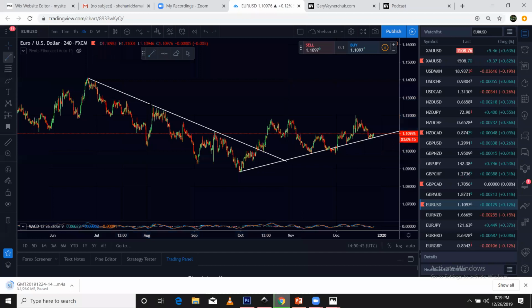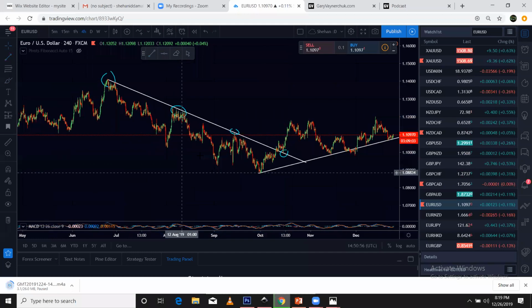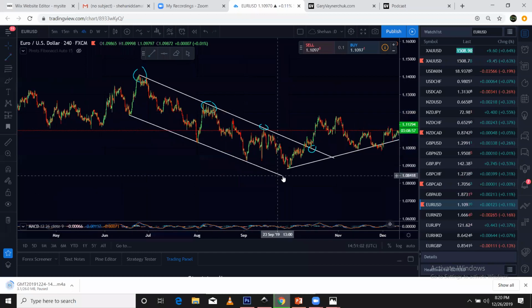Market got rejected, market got rejected, market got rejected, right? Here also the market broke it, retested back on the same trend line and reversed back up. That's how we draw a trend line. See, in this one, I can draw like two trend lines.